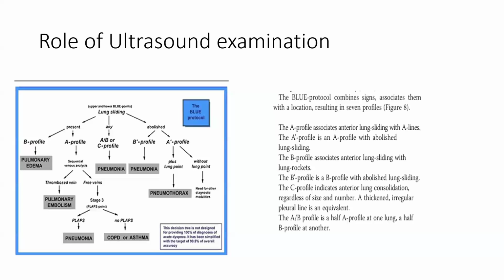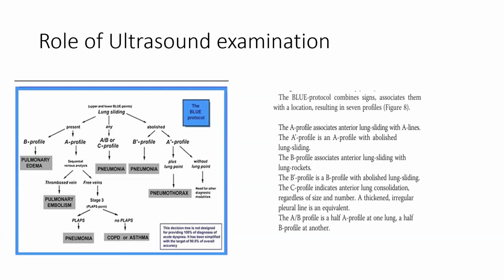For that, we should be aware of what the A profile, B profile, AB profile, and A' and B' profiles are. First we need to determine whether lung sliding is present or not. If lung sliding is there and it shows B lines, then it is pulmonary edema. If lung sliding is there and there are A lines, then it could be pneumonia, or it could be pulmonary embolism also. For that, we need to obtain the PLAPS. If PLAPS is present, that means it is pneumonia, and if PLAPS is absent, then it is COPD or asthma.